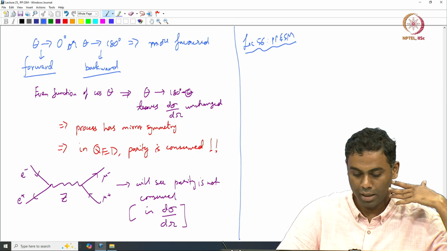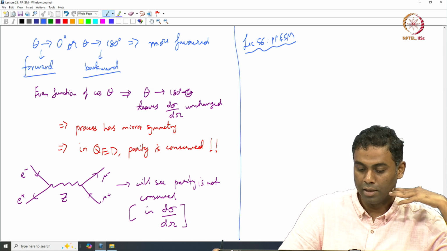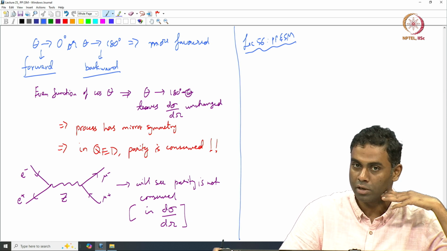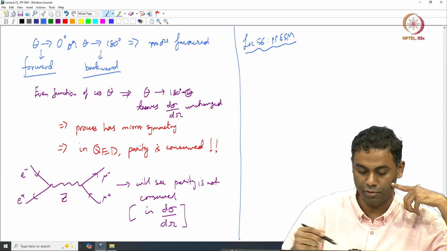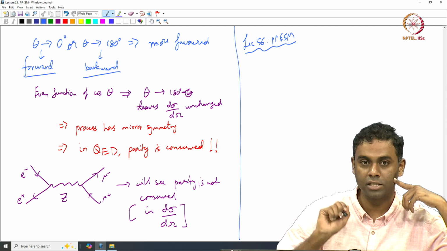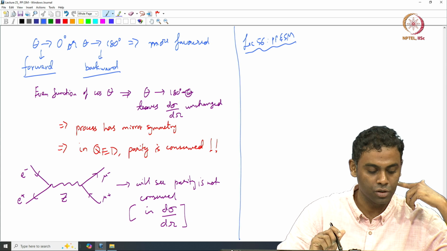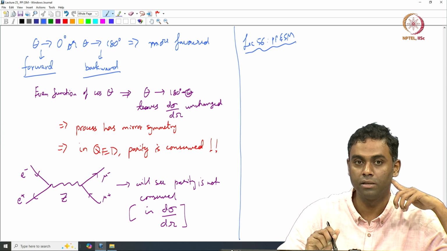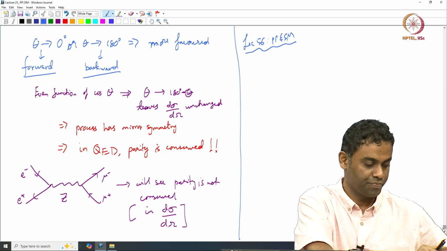I finished by saying that if parity is conserved in QED, and that is what is reflected here, then the fact that parity is not conserved in the weak interactions should mean that if I have the Z boson doing the mediation here, I will see in the cross section that parity is not conserved. So this is what we are going to explore a bit in this class, before we go on to other scattering processes.